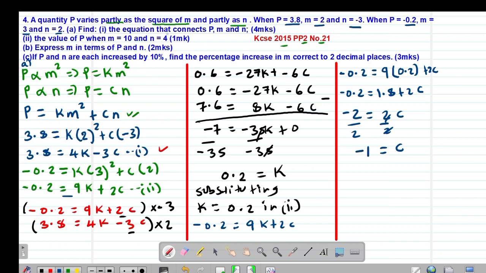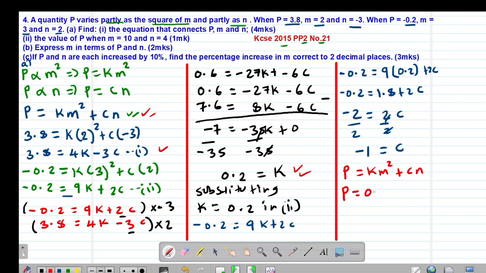Therefore, I was asked to find the equation connecting P, M, and N. So remember the equation was P is equals to KM squared, then of course plus CN. So if I substitute, the equation will be P is equals to K. So my value of K was 0.2.